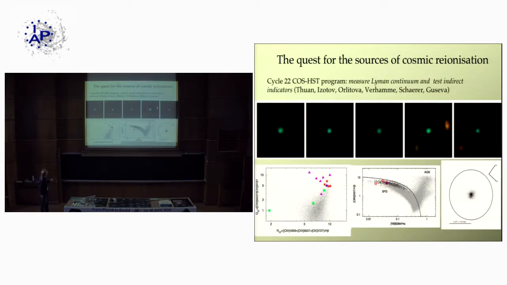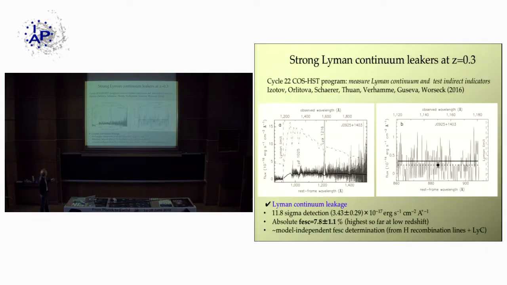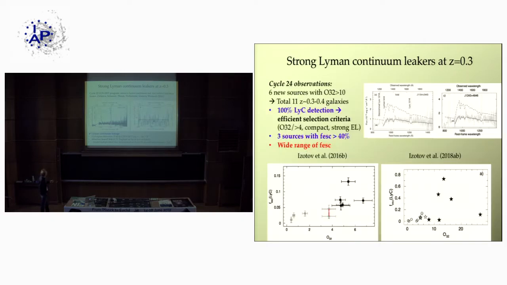And these are the galaxies we selected, so they are very compact in the SDSS images. Of course, we made sure that they are not AGNs through different diagnostic diagrams. And what was nice was that the first galaxy Hubble looked at was a success. And here you can see the spectrum. We were really surprised, positively surprised, of course, to see a very clear detection, of the order of 12 sigma, of a flux in this continuum, which translates to an absolute escape fraction of ionizing photons of the order of 8% for this galaxy.